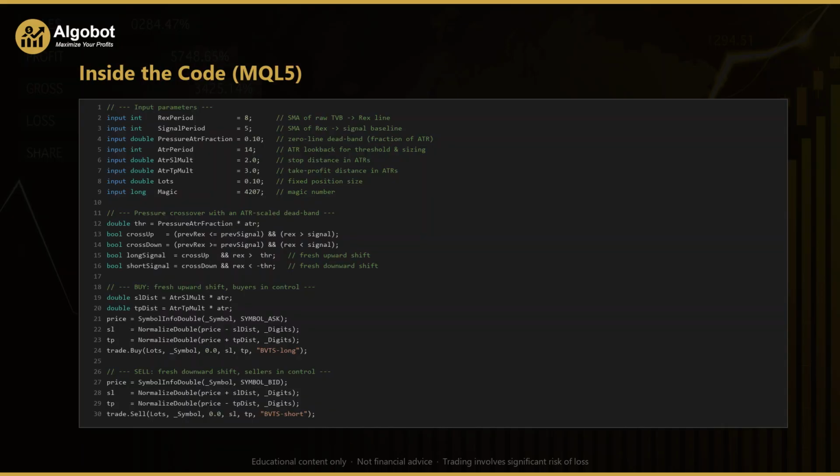Let's read the actual MetaTrader code on screen. At the top are the inputs you can adjust. RexPeriod and SignalPeriod control the 2 smoothings, 8 and 5 by default.